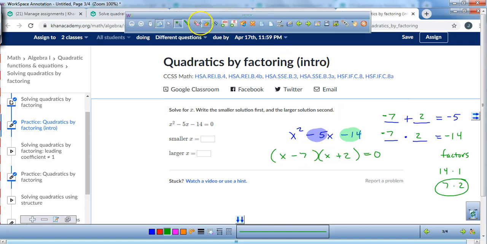And all you have to do to check it is just look at your numbers. Is negative 7 plus 2 negative 5? And is negative 7 times 2 negative 14? If that works, you know you got it correct. So let's figure out our two numbers. What number minus 7 is 0? 7. What number plus 2 is 0? Negative 2, which is our smaller x. Negative 2, which is our larger? Positive 7. And you're done.